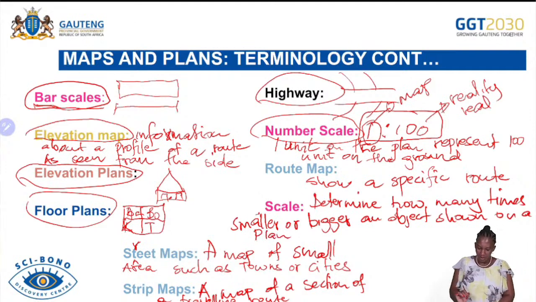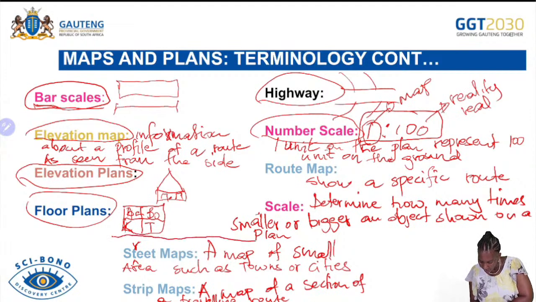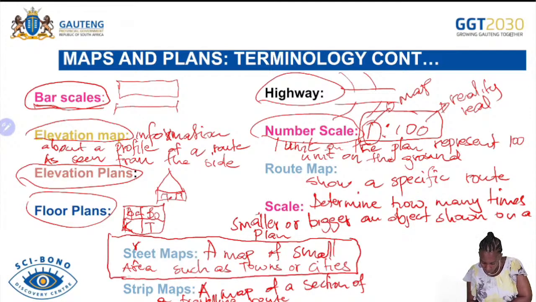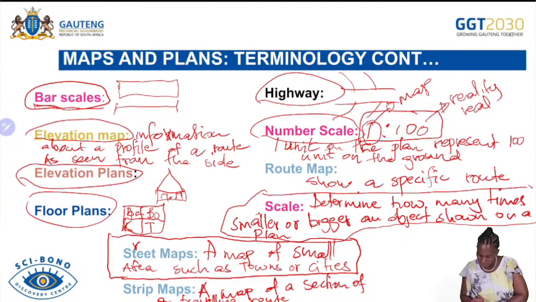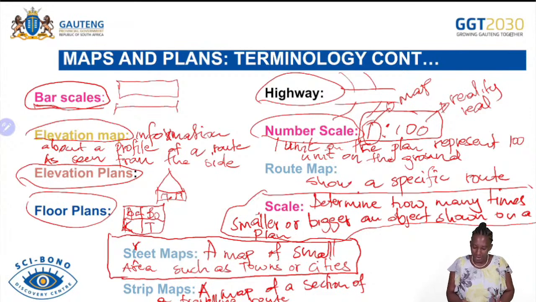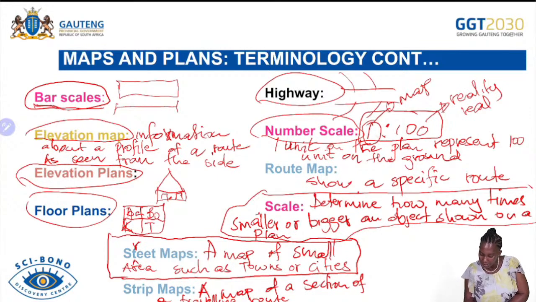So now with a scale, let me just draw a line here so that you can see clearly the definition of a scale. Let me just do this so that you are able to see what I'm referring to. I hope now you can see. We say with a scale, the scale determines how many times smaller or bigger an object is shown on a plane.